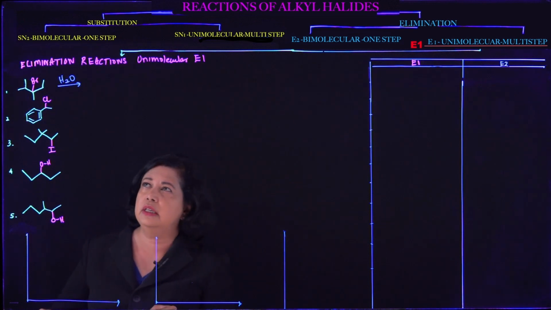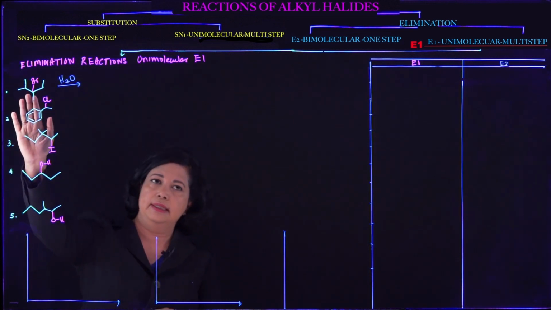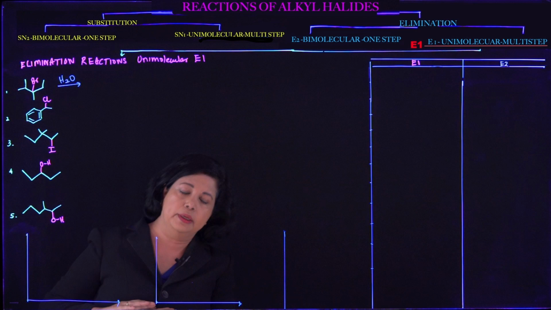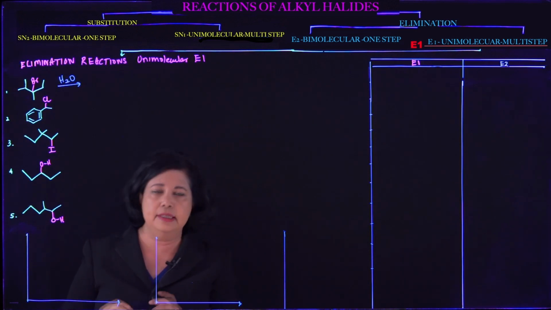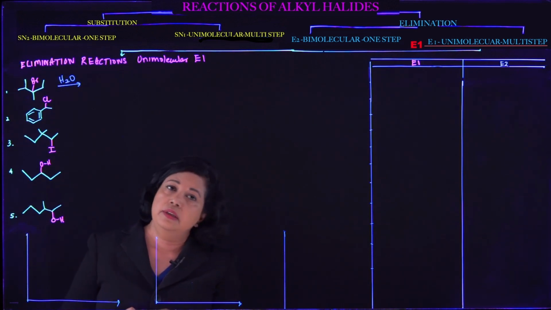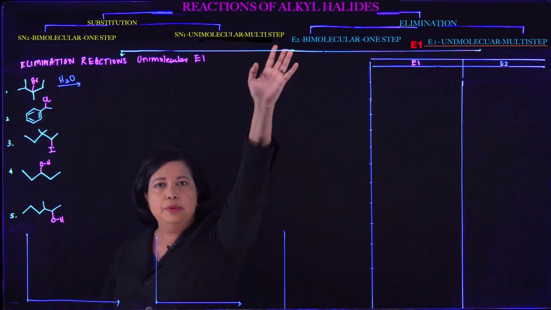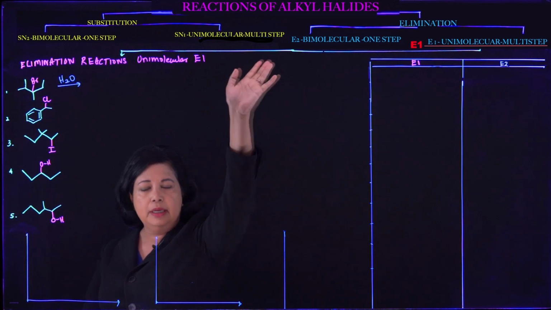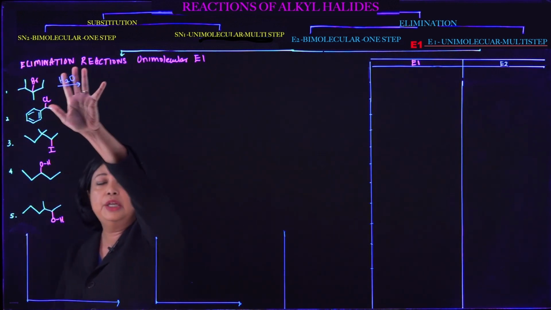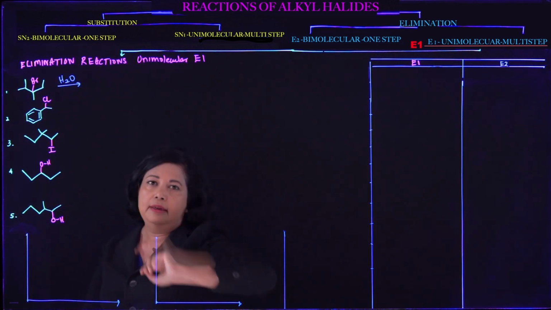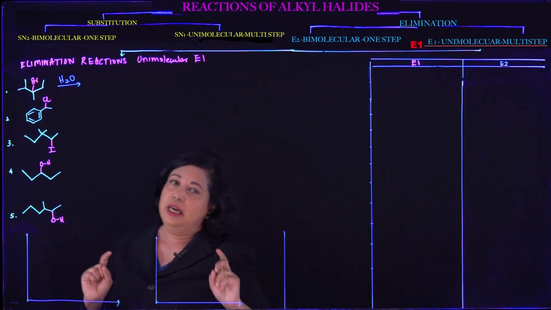But if you have a really good leaving group like this, and a weak nucleophile, weak base, which in this case is also the solvent, you're not really going to go that far. You're just going to get a mixture of substitution nucleophilic unimolecular and elimination unimolecular. Let's see how this happens.